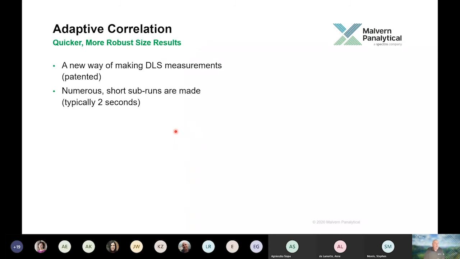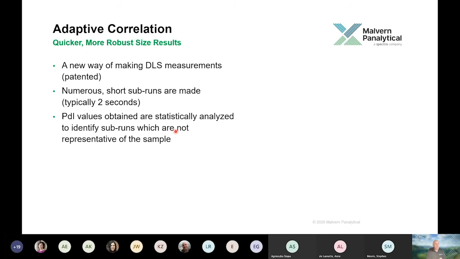And instead of taking 10-second subruns, we're taking much shorter subruns, 1.68 seconds to be precise. And that specific time, 1.68 seconds, is defined by the architecture of our correlator. You might be wondering, why is it specifically 1.68? But it's defined by the architecture of the correlator. We look at the polydispersity index values of each of these subruns, and we statistically analyze them to identify which subruns are representative of the sample and which are not. In other words, what is the sample and what is the aggregate or the contaminant?